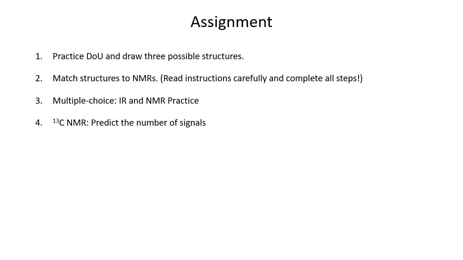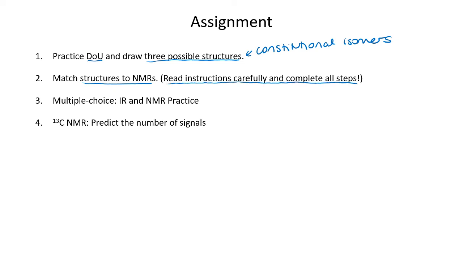So your assignment for this lab is broken up into 4 main parts. First, you're going to be practicing calculating the degree of unsaturation, and you're going to draw 3 possible structures for each molecular formula. I want these all to be constitutional isomers. And they can either be drawn as Lewis structures or bond line structures. Second, you're going to be matching structures to NMR. So you're going to be given 9 structures and 9 NMR spectra, and you're going to have to match each structure to each spectra. Please make sure you read the instructions carefully and complete all steps.